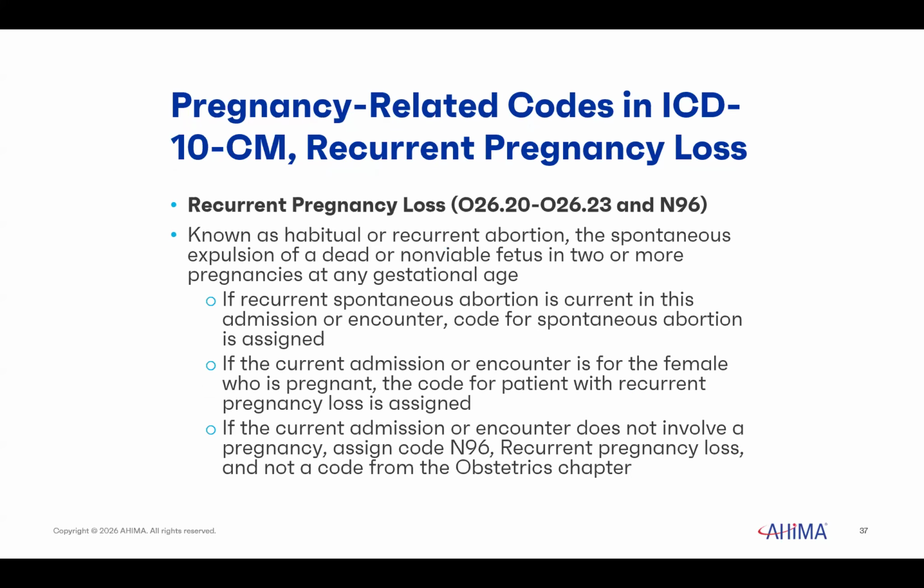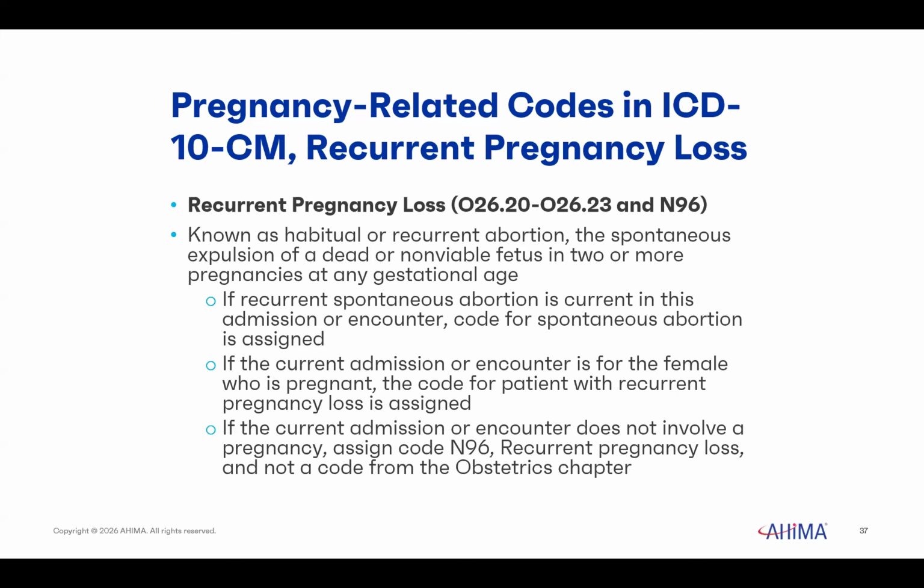Recurrent pregnancy loss depends on whether the patient is currently pregnant. And this is also documented sometimes as habitual or recurrent abortion. And if the recurrent spontaneous abortion is current in this admission, the code for spontaneous abortion is assigned. As it says in the second bullet point, if the current admission or encounter is for a female who is pregnant, the code for the patient with recurrent pregnancy loss is assigned.